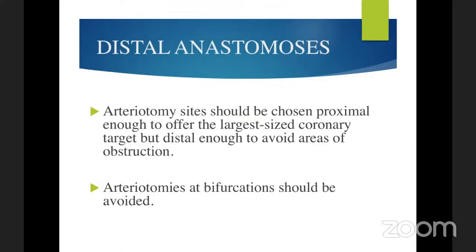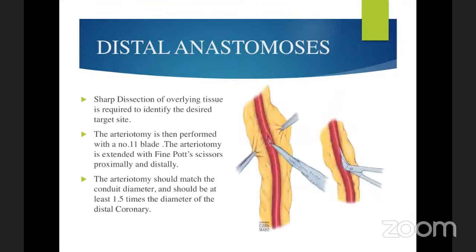Moving to the distal anastomosis, the arteriotomy site should be chosen proximal enough to offer the largest size coronary target, but distal enough to avoid area of obstruction. Arteriotomies at bifurcation should be avoided. So starting with sharp dissection of overlying tissue is required to identify the desired target site.